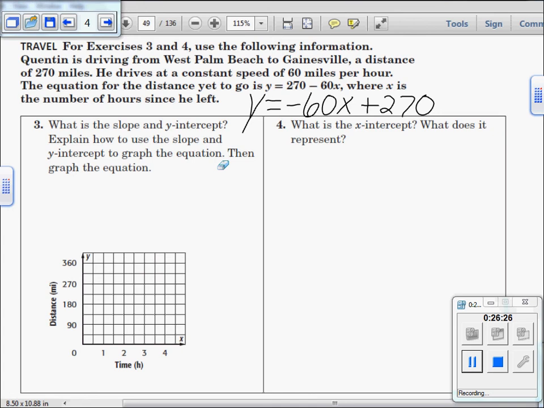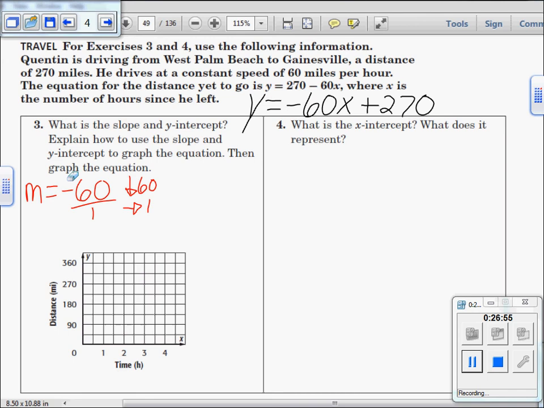Okay, so now we're gonna actually, what is the slope and the y-intercept? Now that I put it in this order, you probably can answer those questions really easily. The slope of this line is m equals negative 60. So the slope is negative 60. Now if you need to, throw that over 1 to help you understand it's negative 60 over 1, which means it goes down 60 and then it goes over 1 on the graph.